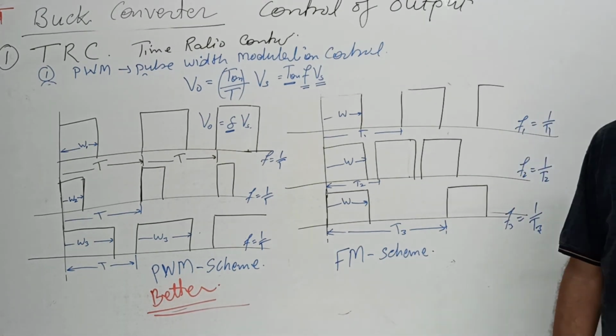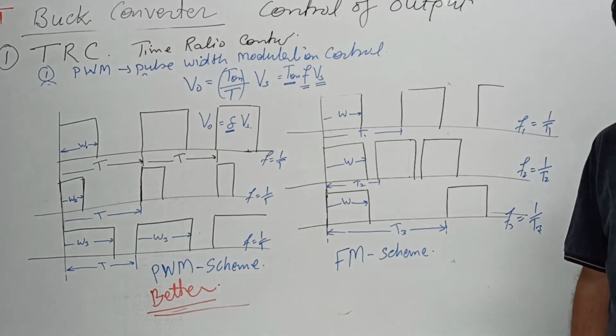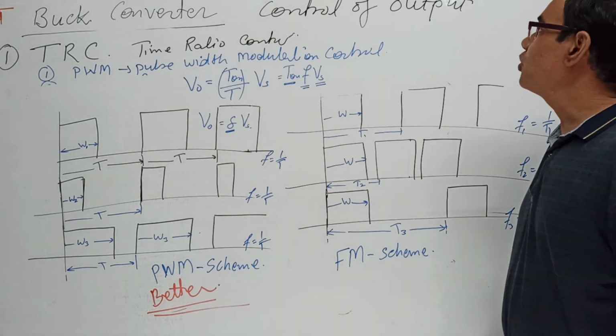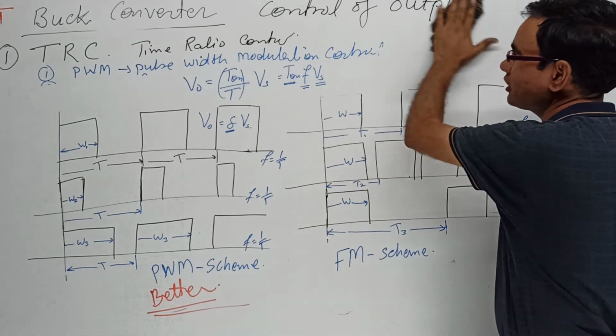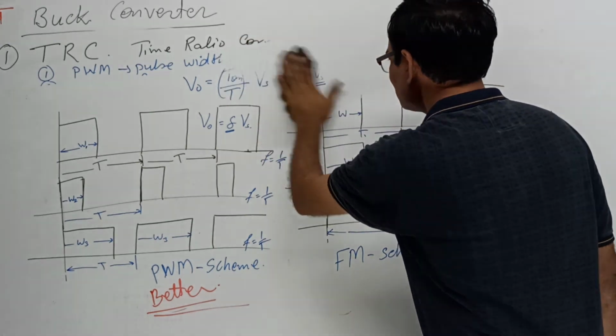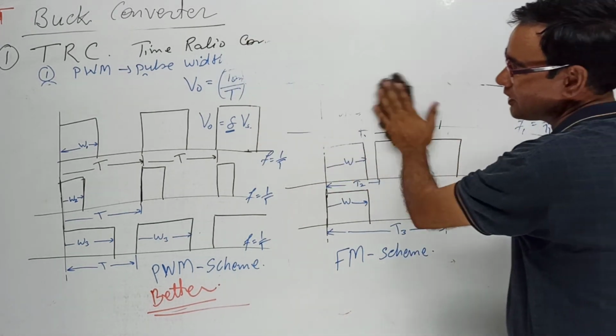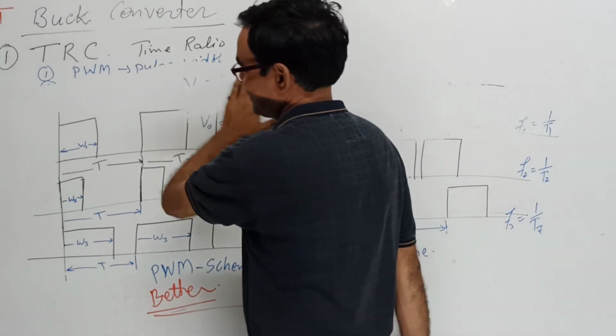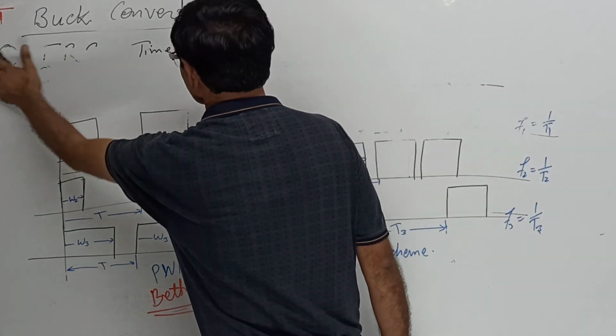This is a very good technique and it is known as the output voltage control technique in converters, meaning choppers. What kind of chopper? Buck chopper, which means step down chopper.